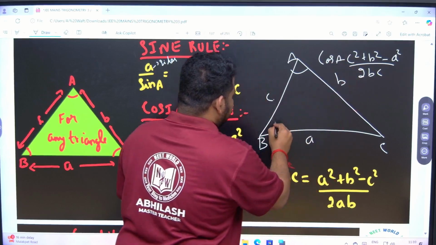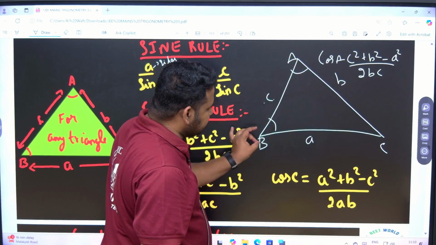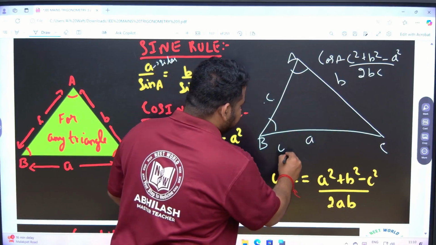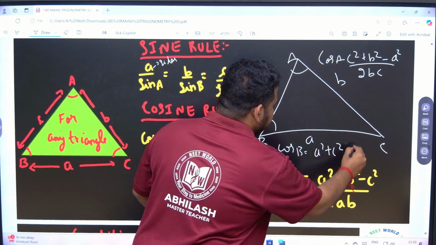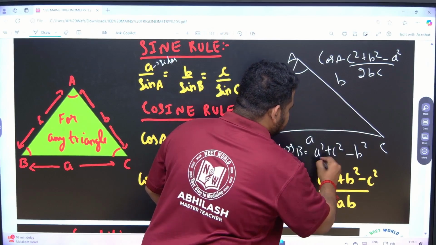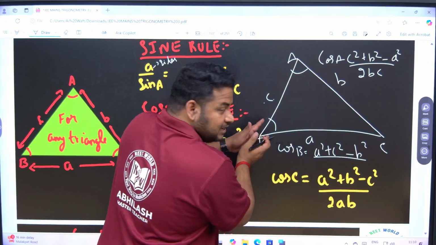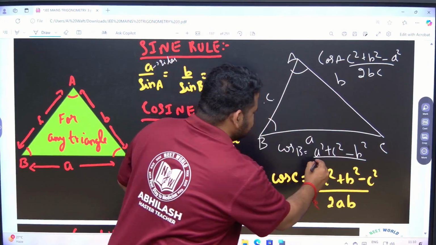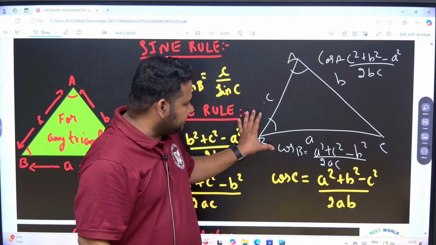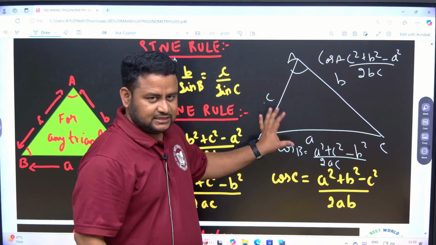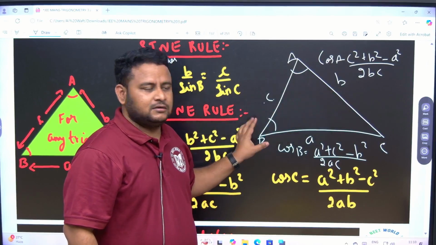Suppose you want cos B. What are the two sides that are making this angle? That is c and a. So cos B will be a square plus c square, minus the opposite side, b square, divided by 2ac. If you want cos B, you have to focus only on a and c: a square plus c square, minus the opposite side b square, divided by 2ac.